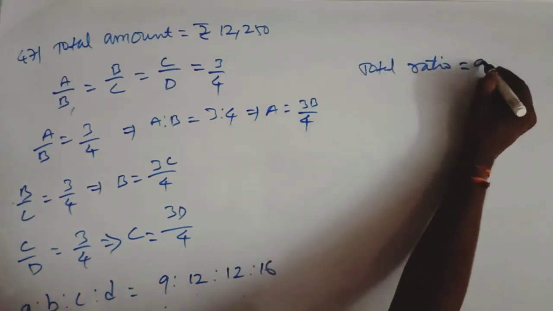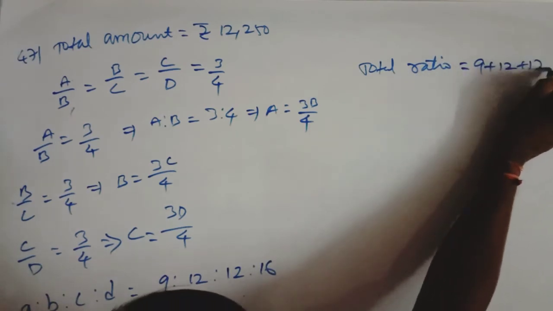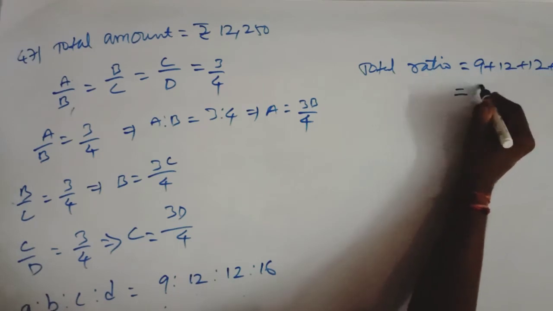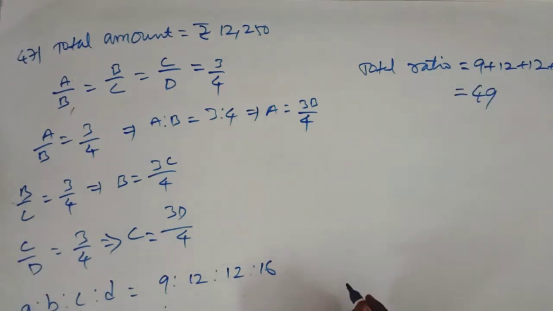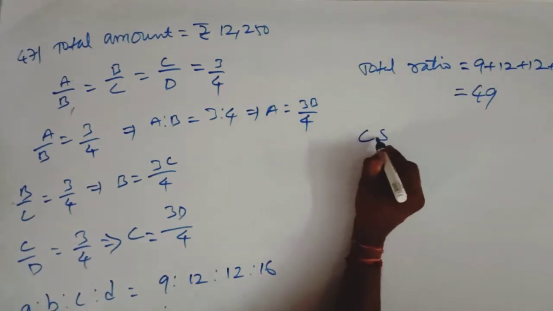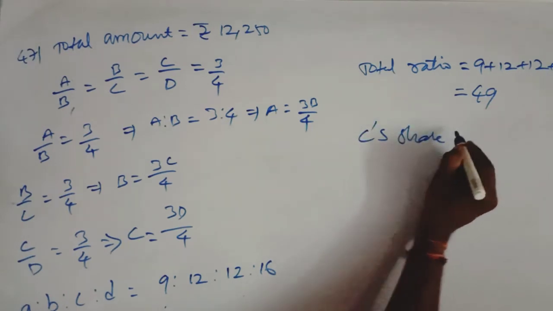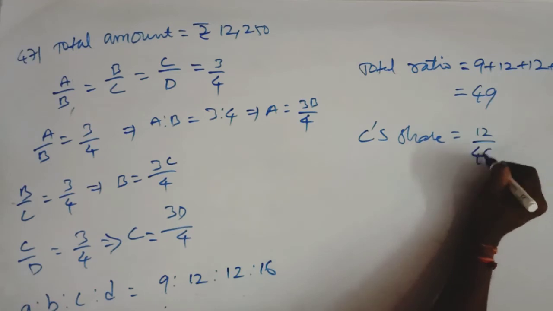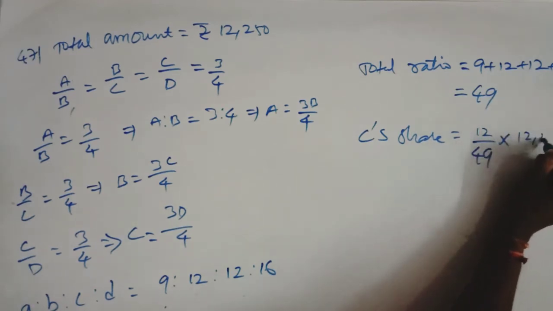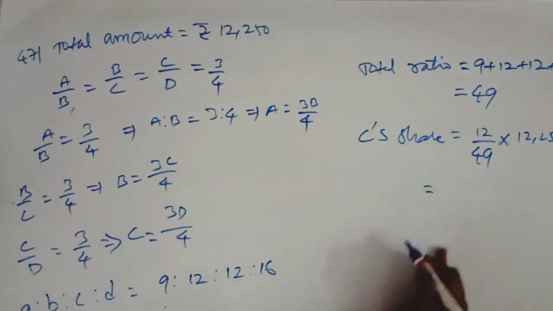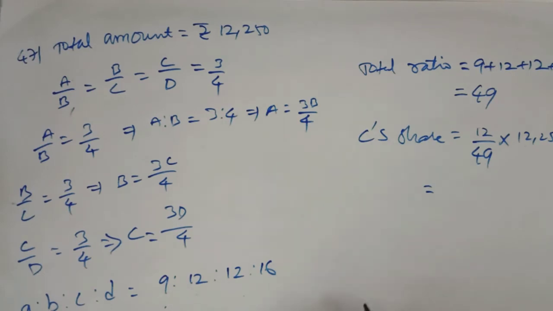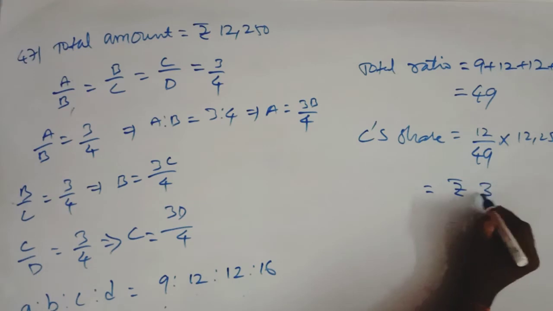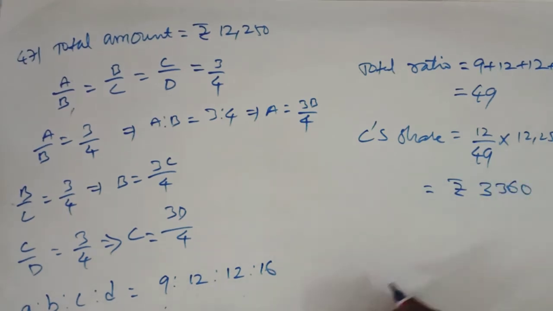Total ratio is equal to 9 plus 12 plus 12 plus 16. 24, 30, 49. Total ratio is 49. Now C share I want. C share is equal to 12 by total share into 12,250. Now you simplify this. Now you will get an answer of 3,360 rupees. That is 3,360 rupees.